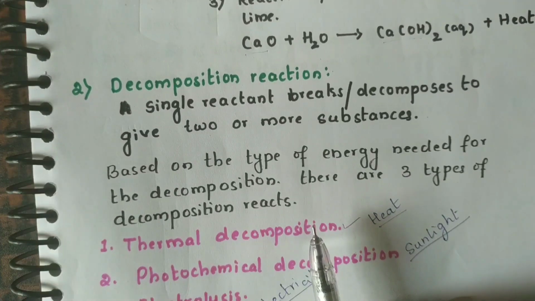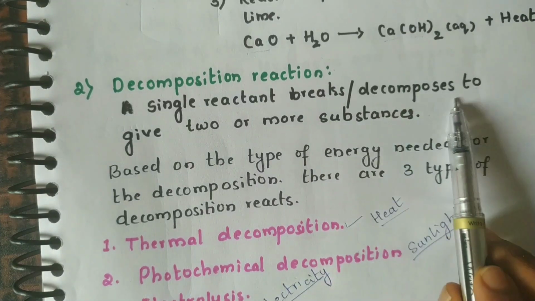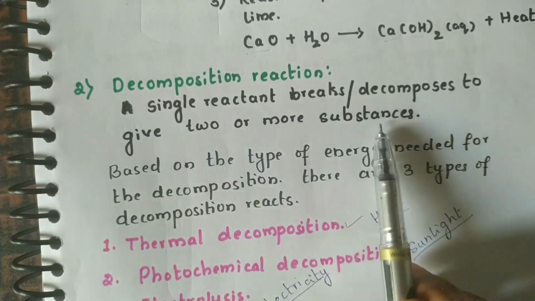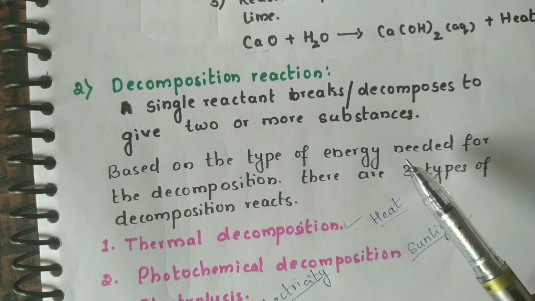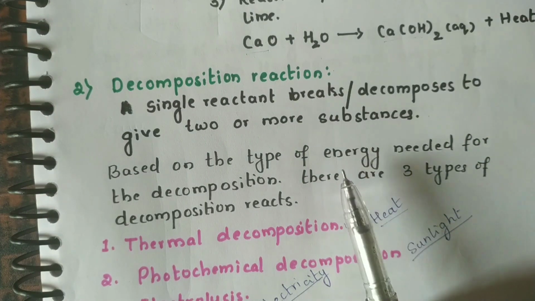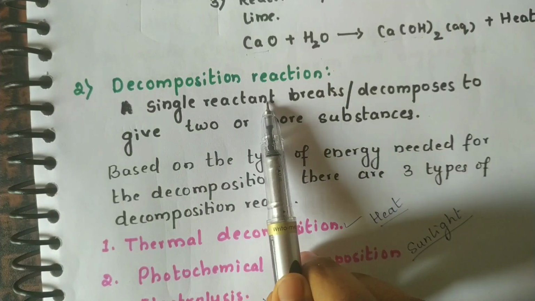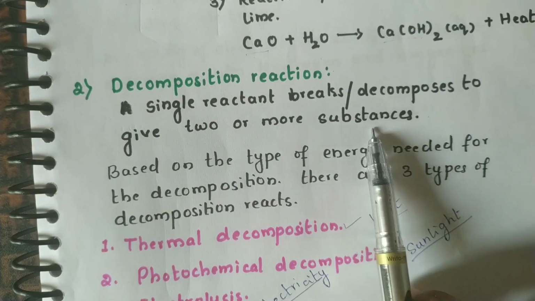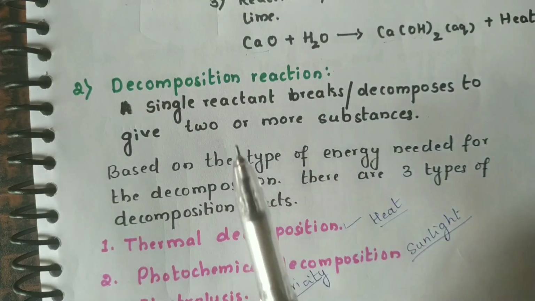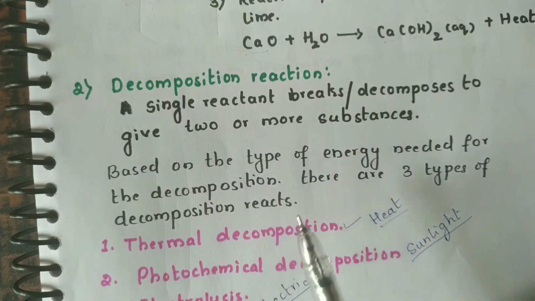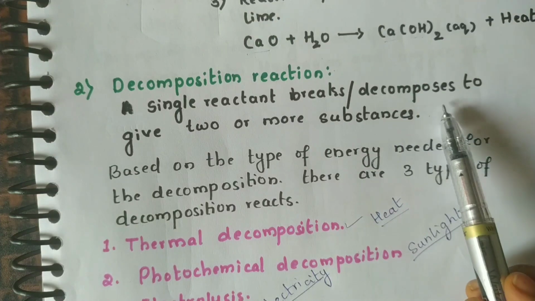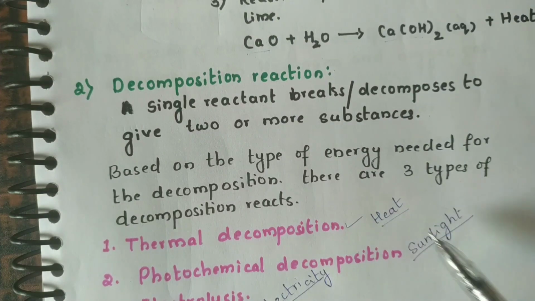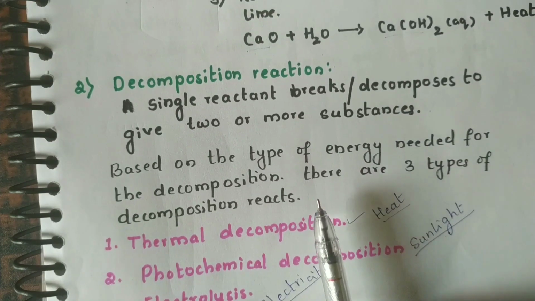Decomposition reaction. A single reactant breaks or decomposes to give 2 or more substances. This is exactly opposite of the combination reaction. What happens in this case? The single reactant breaks to form more products. But to break the bond between them, we need some kind of energy. To break the bond or to decompose, we need some kind of energy. That may be heat or sunlight or electricity.